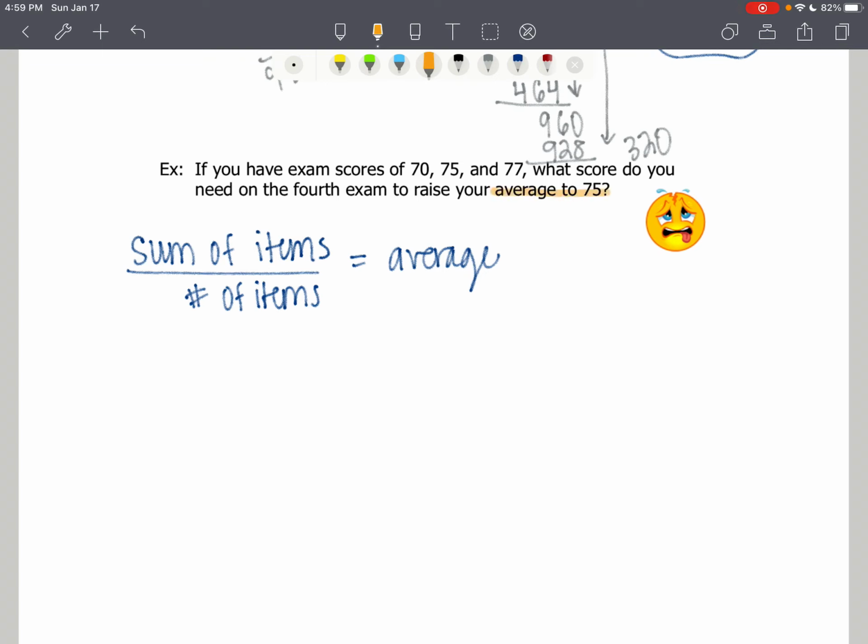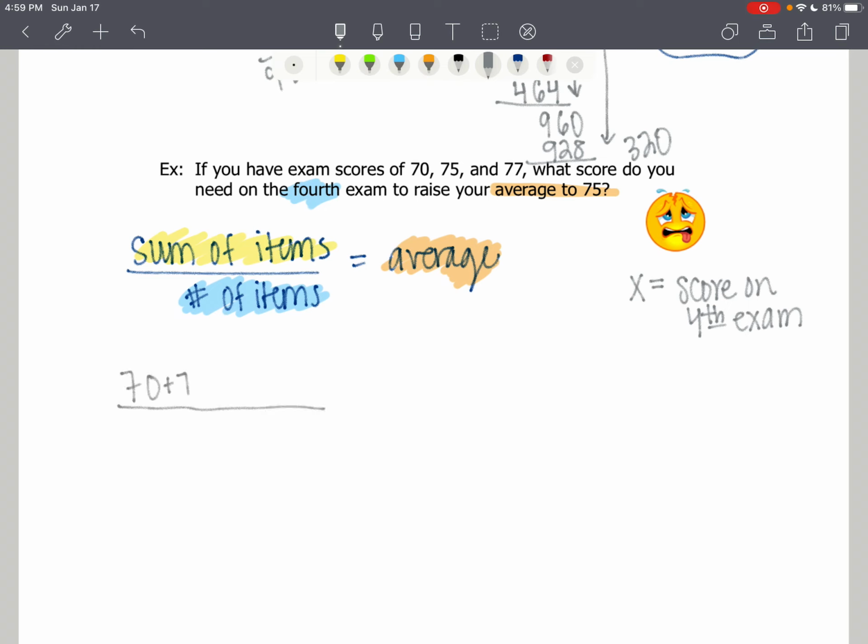So we know that the average is going to be 75, so we put that value right there. And we know that we're going to have 4 exams, so that's our number of items. Now we just need to find the sum of the items. We know 3 of them, but we don't know the 4th one. So let's say that X is equal to your score on the 4th exam. That's our unknown. So we'll be taking 70 plus 75 plus 77 plus that unknown 4th score, and we're going to divide that by 4 and set it equal to 75.